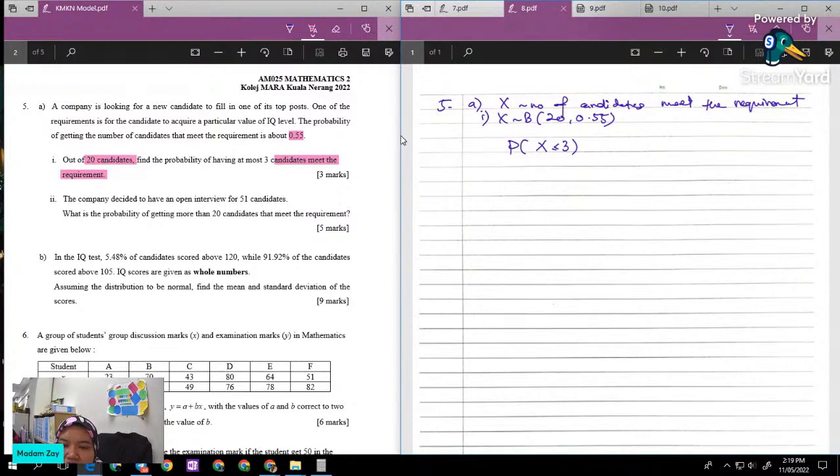Okay, so sekarang kita tengok nilai dia 20 and 0.55. Boleh tak nak tengok table? Enggak boleh kan? Kalau tak boleh, you kena guna formula. Ada cara lain tak?